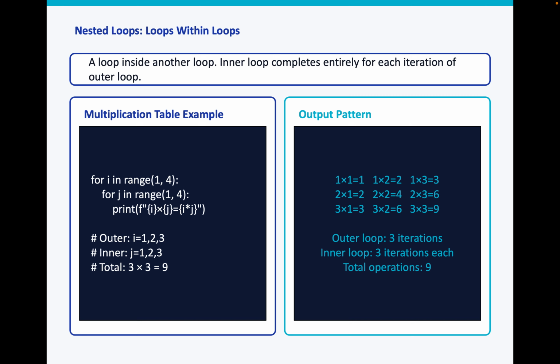The simple insight is, if the outer loop runs n times and the inner loop runs m times, total operations will be n into m. That is why in this example it is 3 into 3, 9 operations.